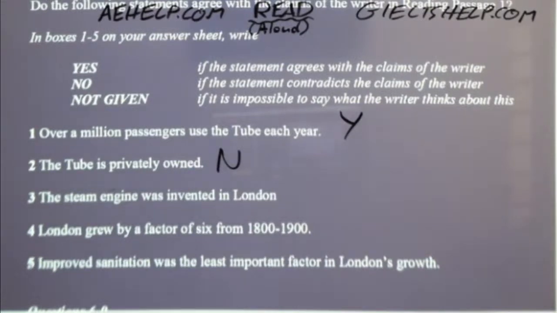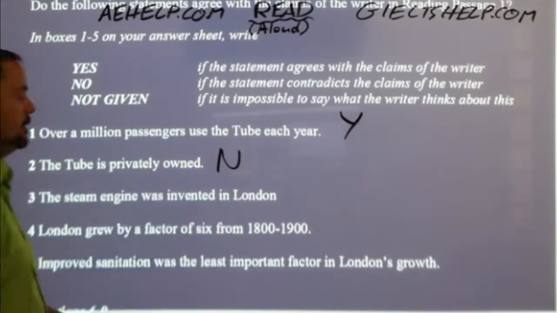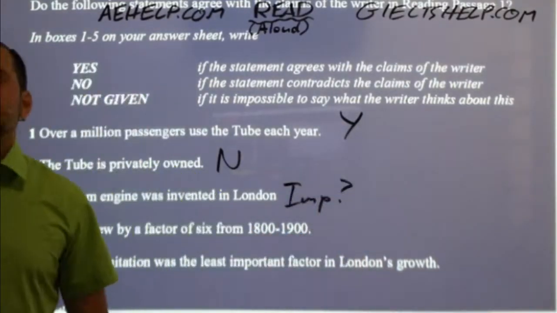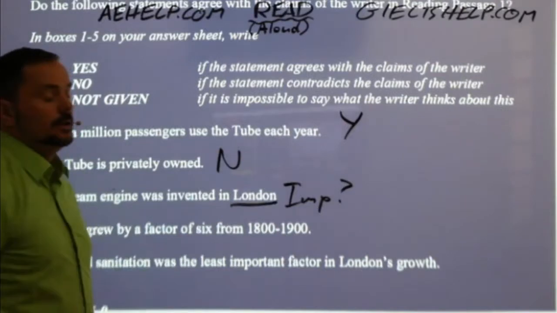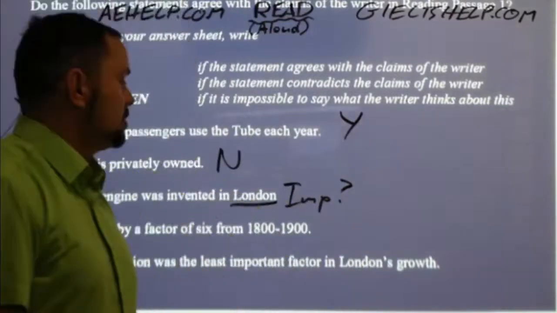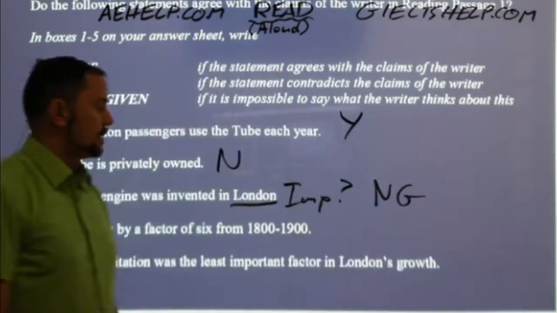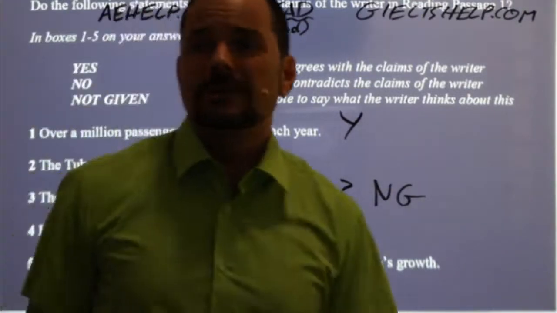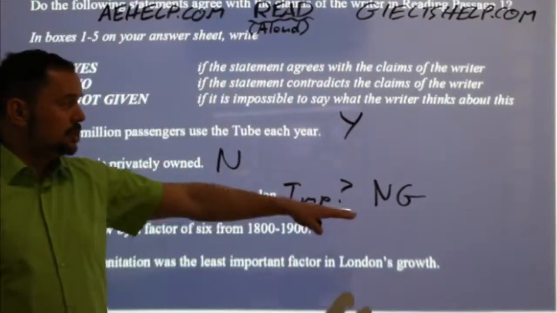All right, the steam engine was invented in London. Is it important? Is it important to know that the steam engine was invented in the city of London for the London Underground? Okay, so many of you are saying no. So if you're saying no, then it's simply not given. Now, let's say that you're not sure. So some of you are saying, yeah, it's important, I think it might be given. Some of you are saying, well, I don't think it is, so it's not given. I would just go with not given if I'm not sure.